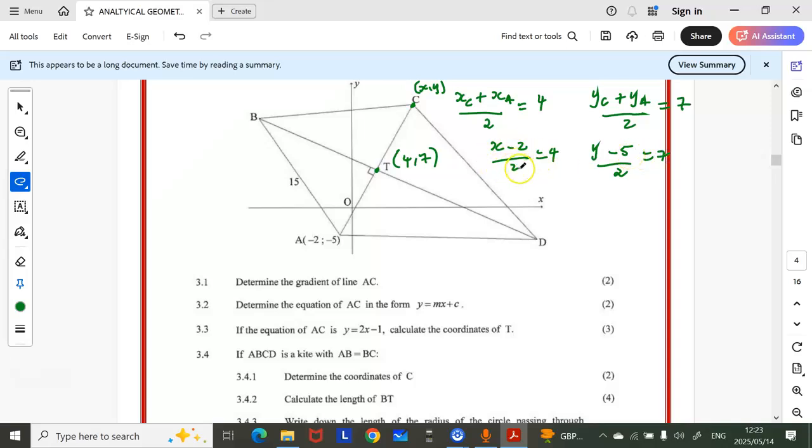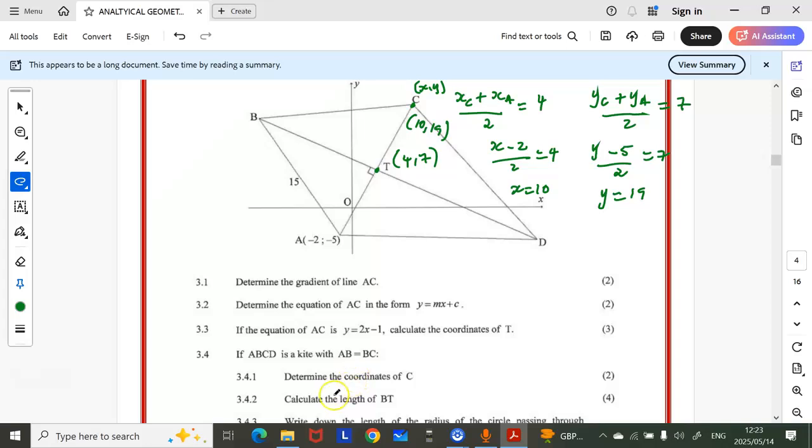Then we solve for x here. 2 times 4 is 8. You take the 2 to the other side, then it will be 10, right? 2 times 7 is 14. You take the 5 to the other side, it's 19, because 5 will change the sign and even 2 will change the sign. So we've got 10 and 19. Those are the coordinates of C. 10 and 19. Okay?